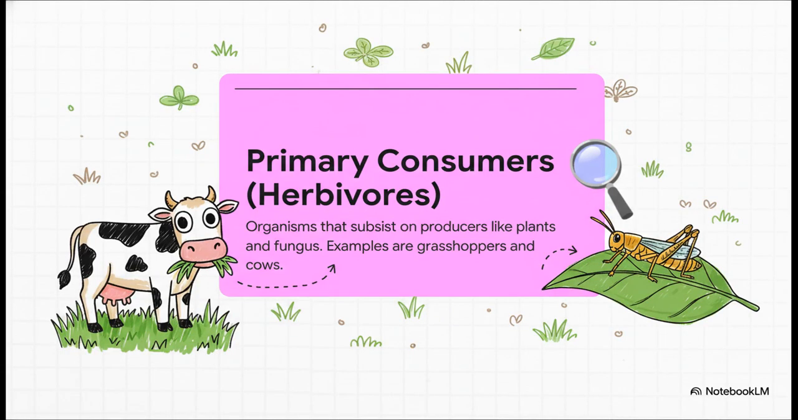Next up in the chain are the primary consumers. These are your herbivores, the plant eaters. It's that simple. They get all their energy by eating the producers. So a cow munching on grass or a grasshopper nibbling on a leaf? Yep, both are perfect examples of primary consumers.